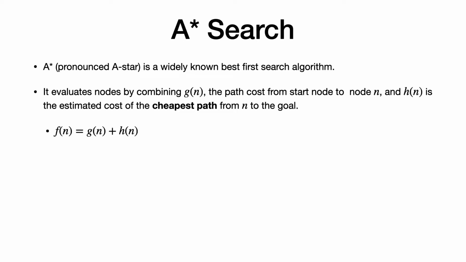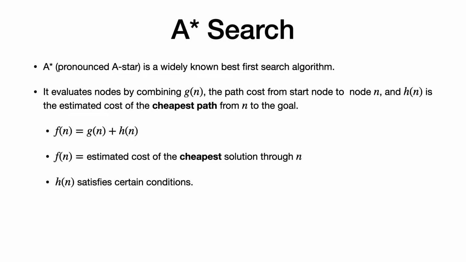Using these two functions we are going to calculate f of n, which is the summation of g of n and h of n. So this f of n will be the estimated cost of the cheapest solution through n. As we are passing through node n, f of n at node n would be the summation of g of n and h of n. But h of n should satisfy certain conditions. We will be seeing what it needs to satisfy.